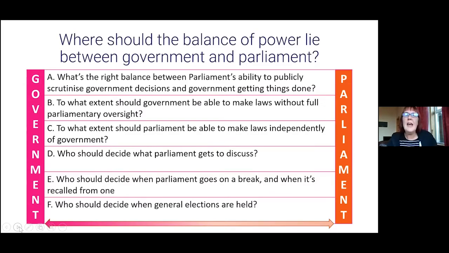So just that reminder again of the 6 key questions that Meg introduced yesterday afternoon, which are going to be the focus of what we're discussing today. These are different aspects of governing and making decisions, and where that balance falls between government and parliament, but also where it should fall. If we're talking about a good democracy in the UK that people want to live in, what should be the balance of power?